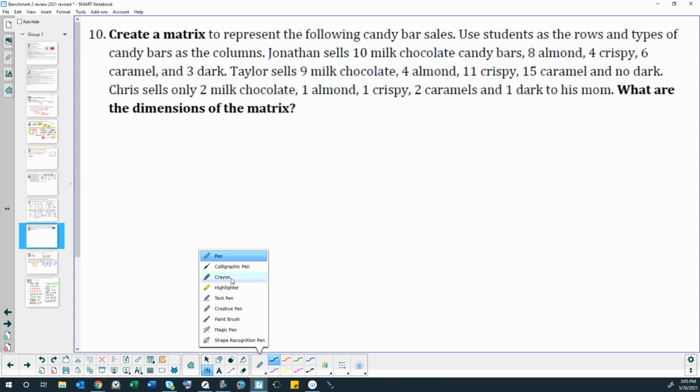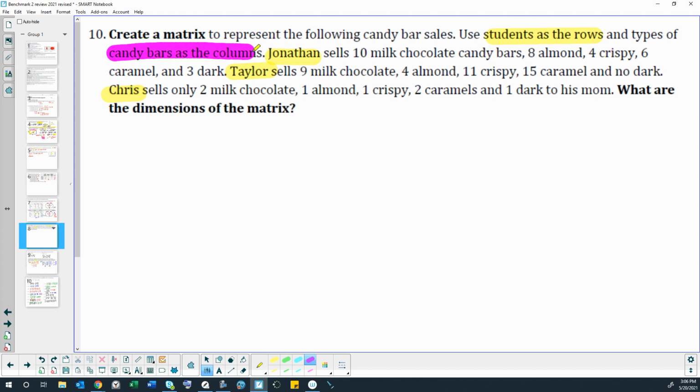Okay, so let's analyze how we're setting this up first. We're using students as the rows, so let's identify the students. We have Jonathan for row 1, Taylor for row 2, and Chris for row 3. We're not actually going to write down their names. I mean, I guess we can, but I'm not planning to. And then for the columns, we are going to do candy bars as the columns. So types of candy bars, we have milk chocolate, almond, crispy, caramel, and dark.